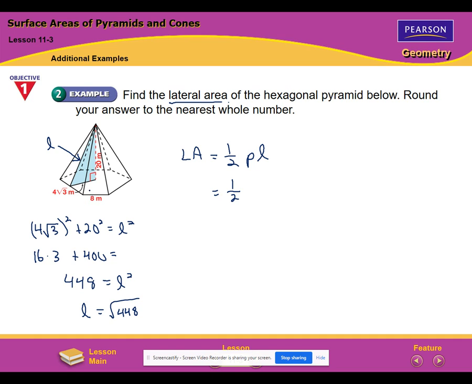The perimeter, there's 6 sides that are all 8 meters. That'd be 48. And then the slant height is just the square root of 448. Now, if you saved using your calculator until now, you need your calculator. And I'm using mine as well. And I get 507.98 and on. They did say round to the nearest whole number, so that'd be 508 meters squared.